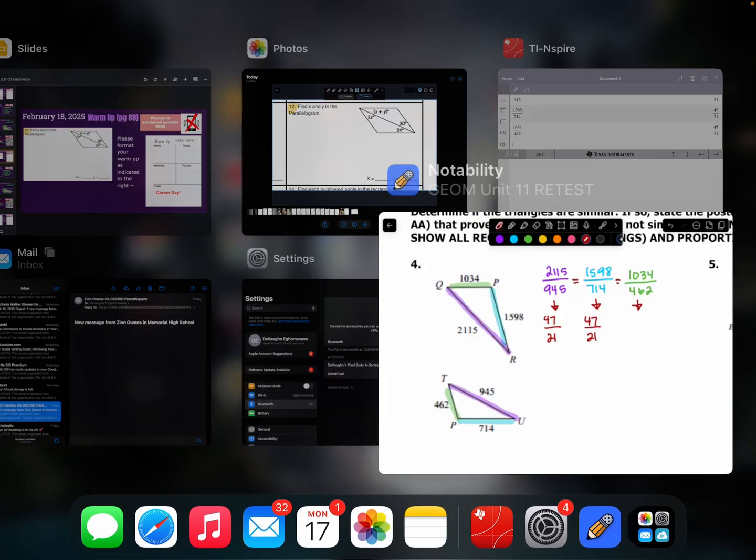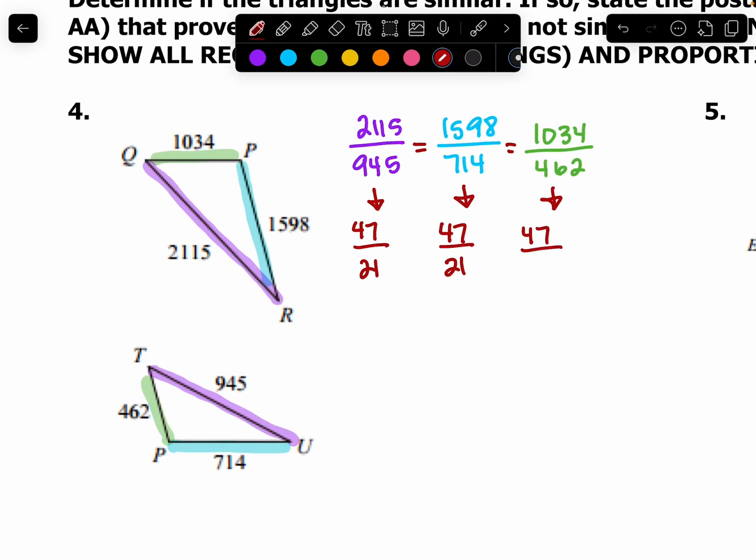All right, we got it. So all 3 of these sides were proportional, which means this is similar by the side similarity theorem.